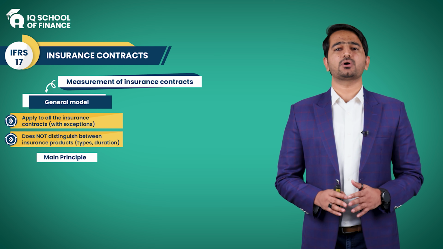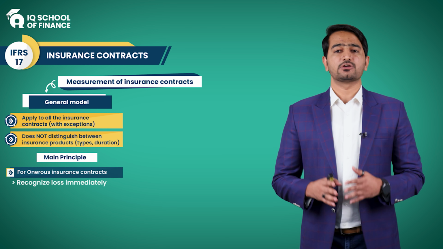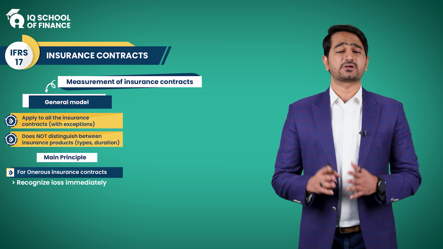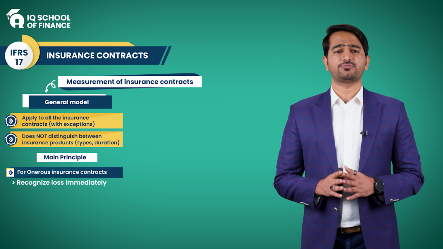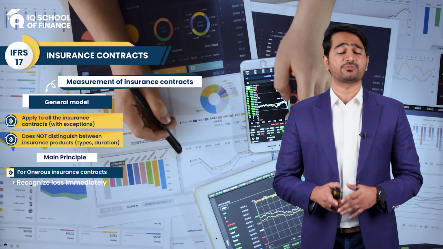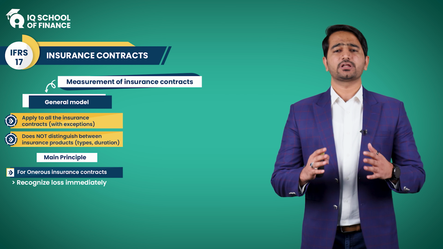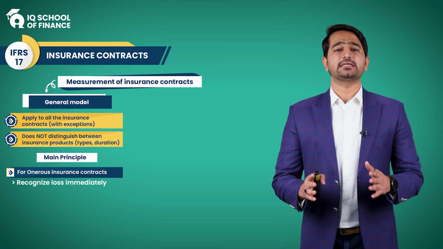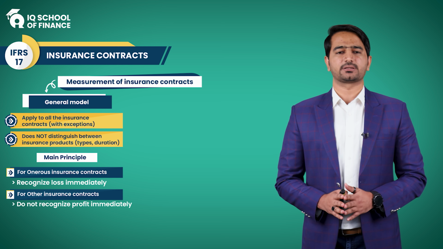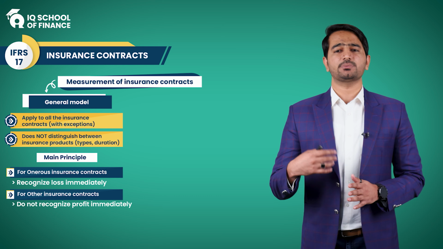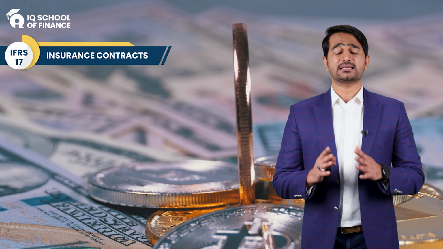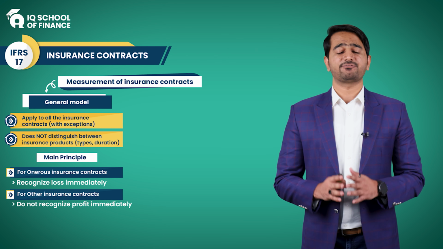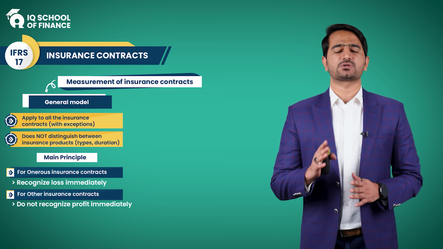The core principle of the general model is how it deals with onerous insurance contracts, which are those that are loss-making or anticipated to generate loss right from their inception. IFRS 17 mandates the immediate recognition of a loss for such contracts in the profit and loss at the time of initial recognition. On the other hand, for insurance contracts that are profit-making or at least not loss-making, IFRS 17 does not allow for the immediate recognition of profit. Instead, such contracts must initially be recognized at zero profit, and any profit that arises over time as the contract performs is recognized gradually. This deferred profit is referred to as the contractual service margin.